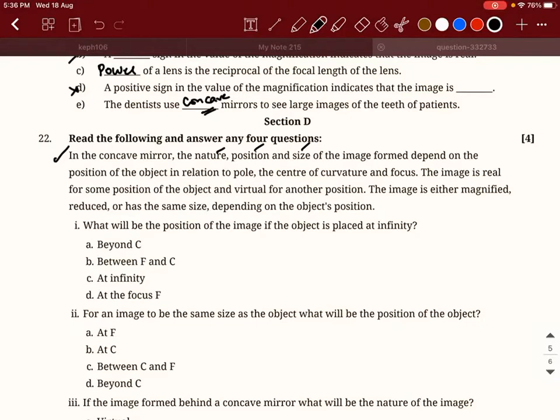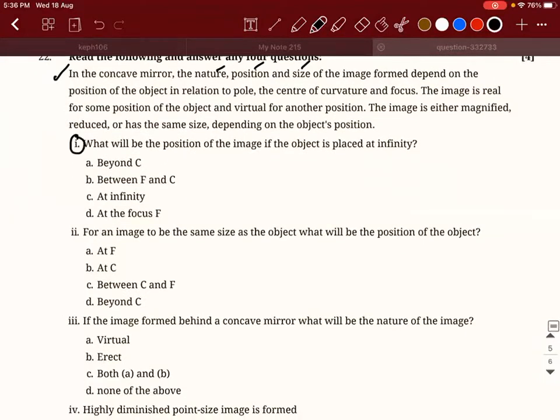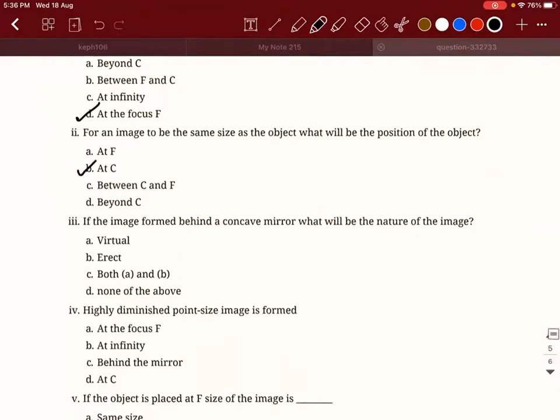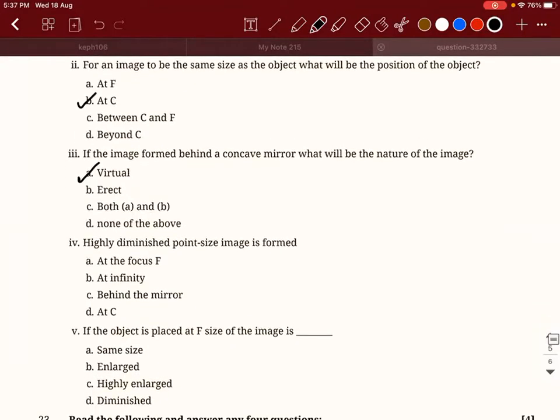The image is either magnified, reduced, or has the same size depending on the object's position. So first one, what will be the position of the image if the object is placed at infinity? At F. Very good. Next, for an image to be of the same size as that of the object, what will be the position of the object? At C. Perfect. If the image is formed behind the concave mirror, what will be the nature of the image? Virtual. Correct. Highly diminished point size image is formed at.